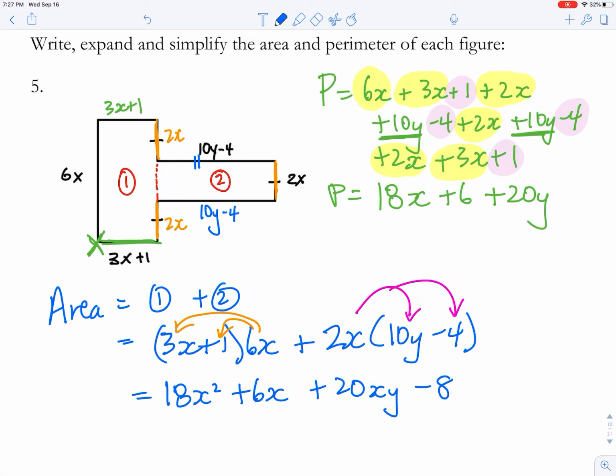And then we look to see if we can collect like terms. And I'm wondering if I made a boo-boo. Oh, it's 8x. I did. 2x times minus 4 is minus 8x. So I've got to collect these like terms, and we get 18x squared minus 2x, because I collect these two like terms, plus 20xy, and that's it.